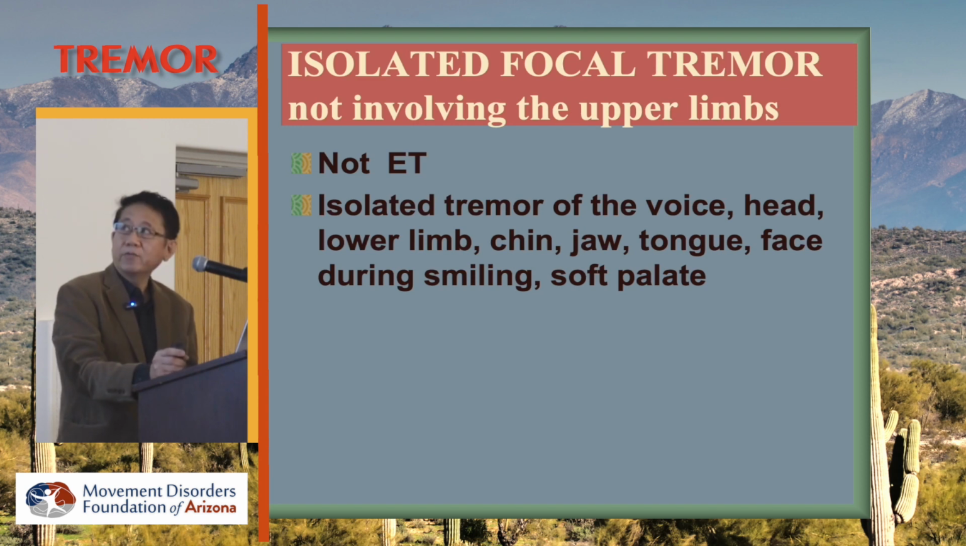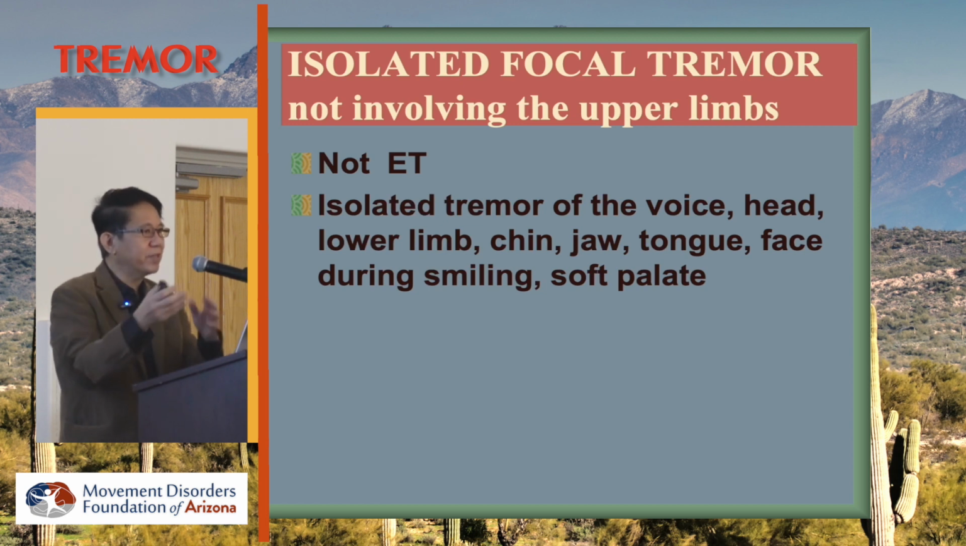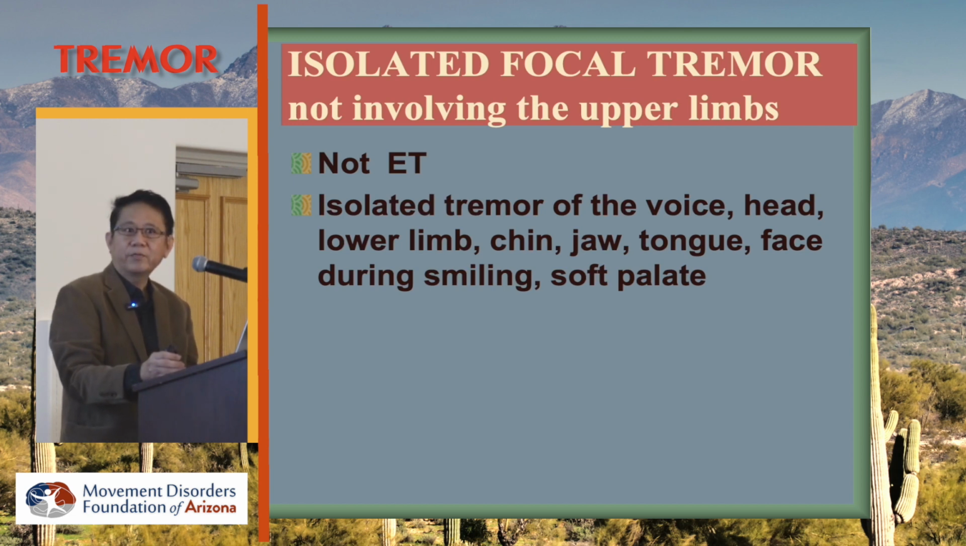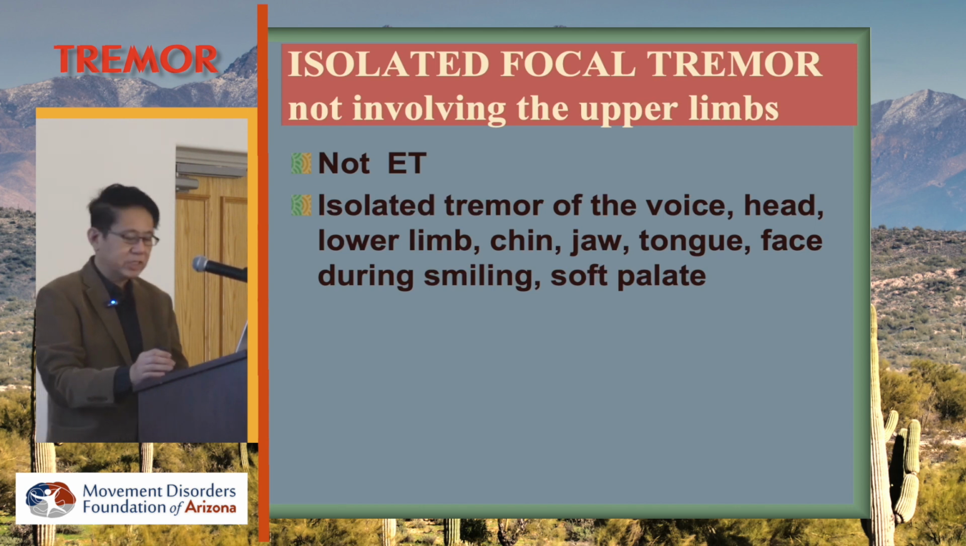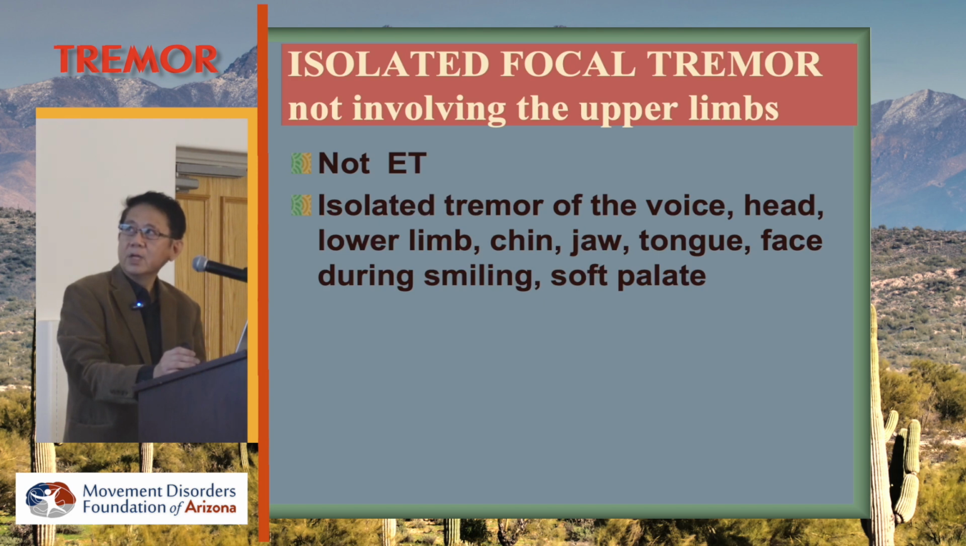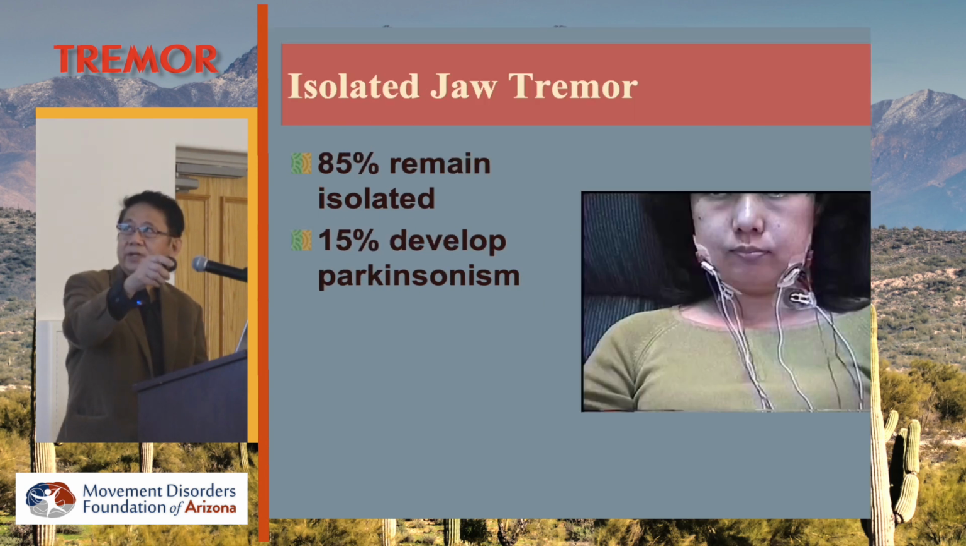Okay, so if a patient has an isolated focal tremor, not involving the hands, is that essential tremor? So in the past, we used to lump everything with tremor as essential tremor, especially if there's a family history of essential tremor. But nowadays we call these syndromes or tremor conditions isolated tremor. For instance, you can have an isolated tremor of your voice, or an isolated tremor of your head, your chin, jaw, tongue, face during smiling, or your soft palate. So I'm going to show you an example next of an isolated jaw tremor. You see the jaw going from right to left, kind of lateral movements.